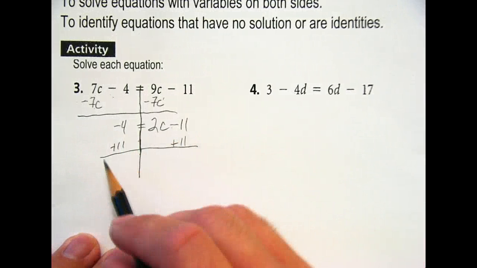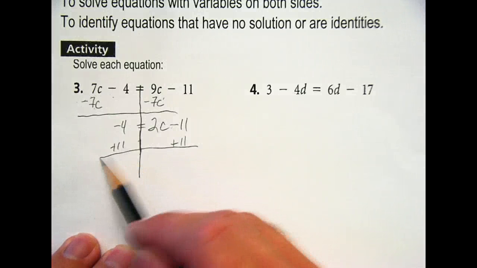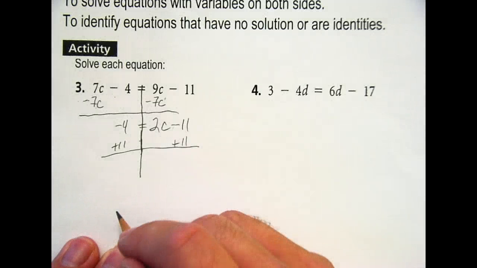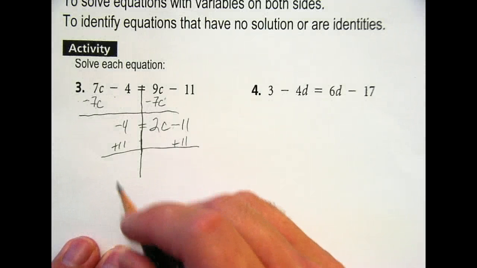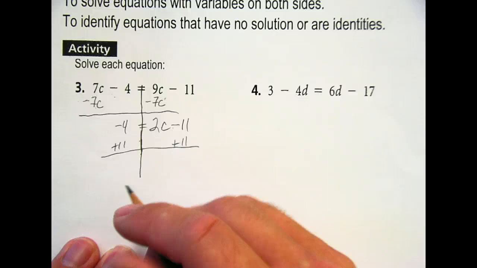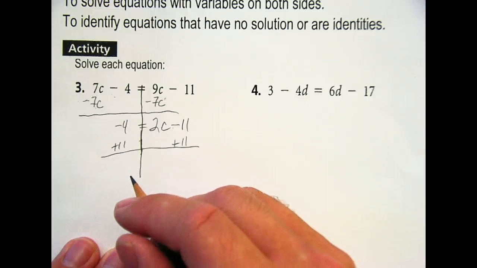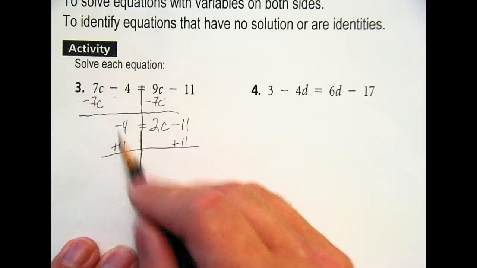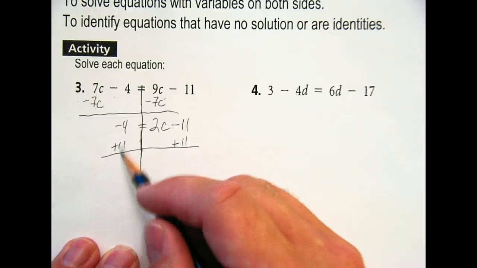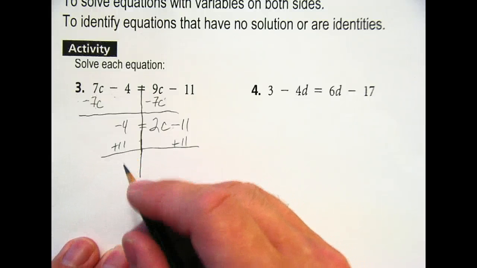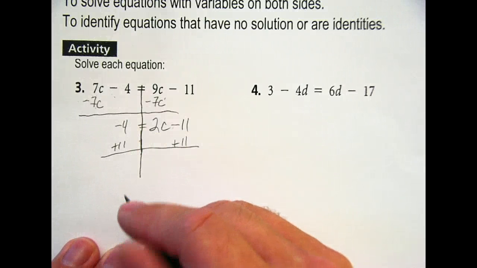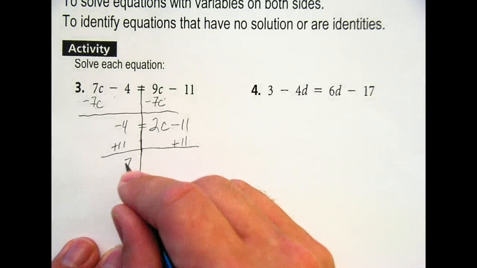When I add 11, what am I left with on this side, Ayla? 11 positives, 4 negatives. If I have 4 negatives and 11 positives, do I have more positives or negatives? Positives. How many more positives? I have 11, but how many more than negatives do I have? 7 more. So our answer is positive 7.